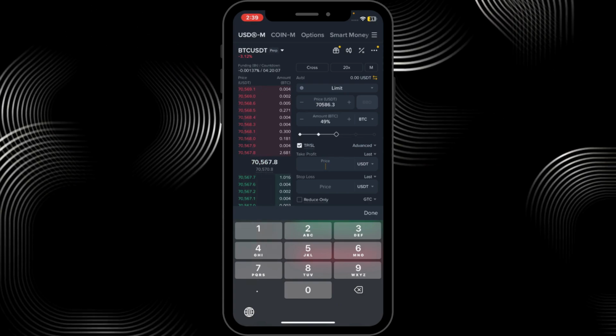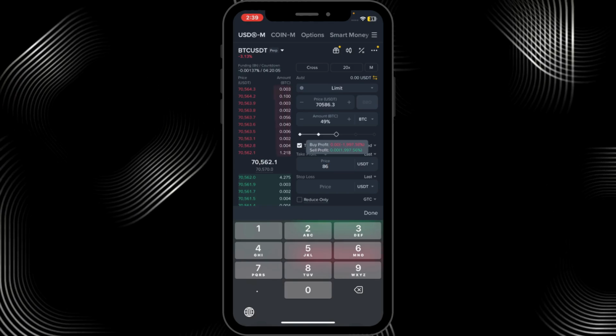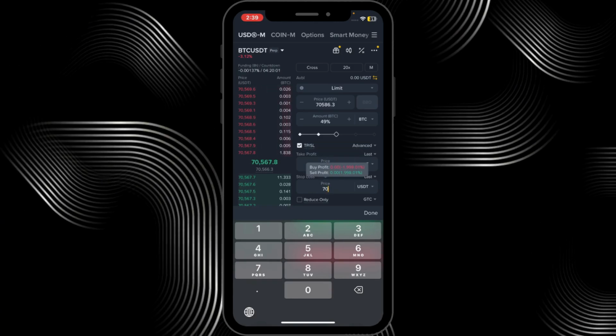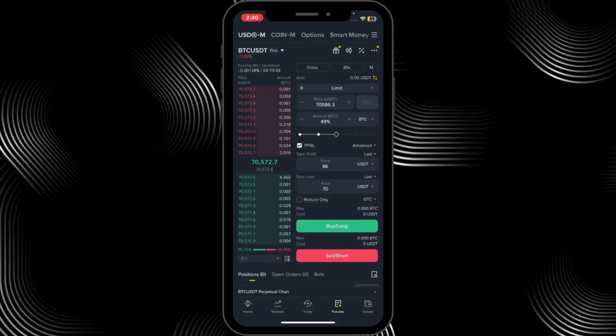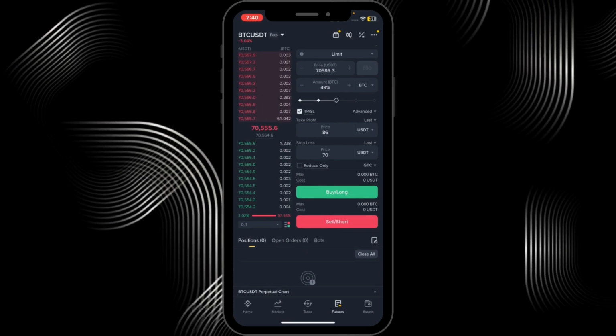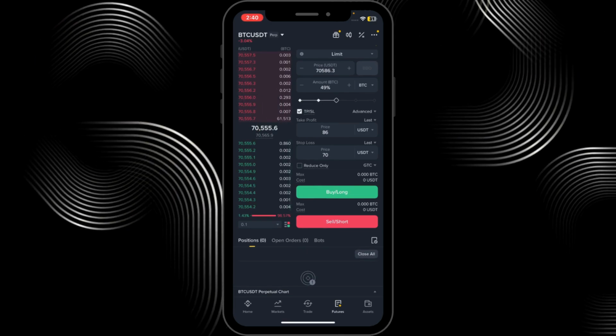Okay, take profit at 86, stop loss at 70, let's say. And you can buy or sell the future, expecting the market will go up or go down.